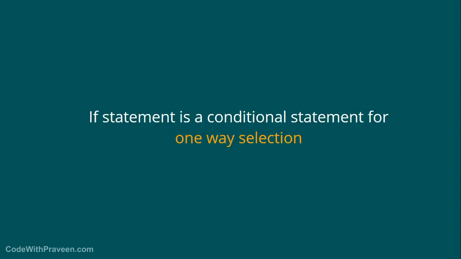If statement is a conditional statement for one-way selection. What it means is that we just have one type of selection methodology to execute one block. So when the program flow executes, it will check for a condition. If it satisfies, then it executes a block. Otherwise, it proceeds. So we literally have just one way of selecting the code snippet.